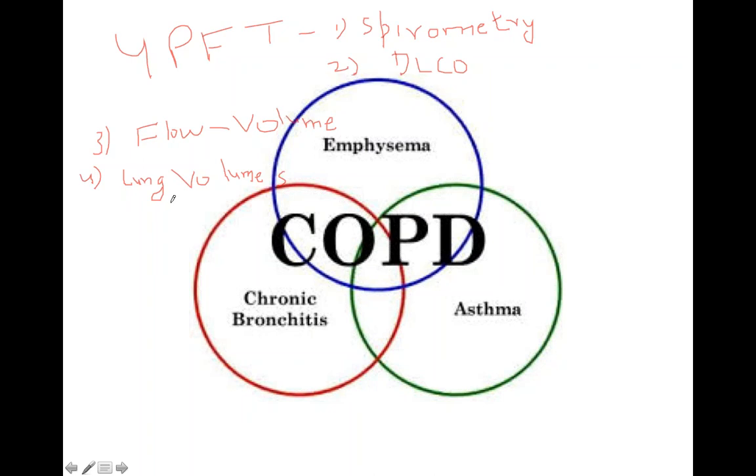And DLCO is reduced. So lung volumes are used to confirm the findings on spirometry. Total lung capacity is decreased in restrictive lung disease. Residual volume is increased in obstructive lung disease. DLCO is reduced in patients with emphysema, pulmonary fibrosis, and bronchiectasis, because of the decreased surface area.